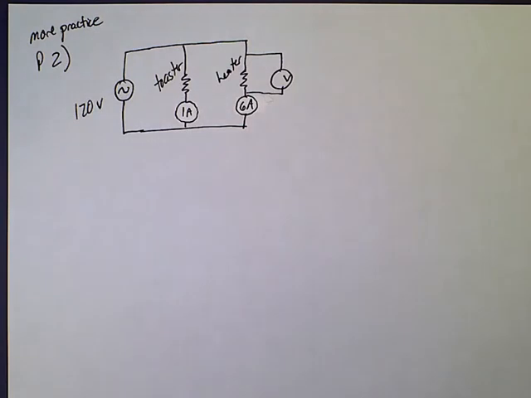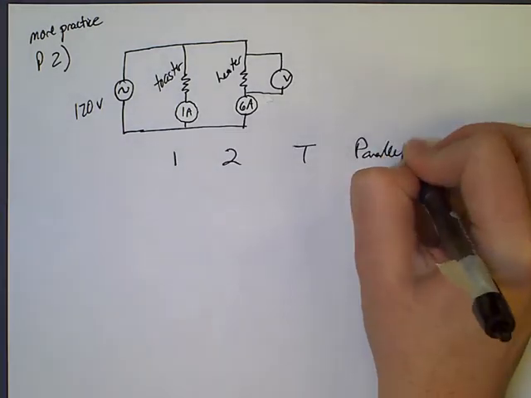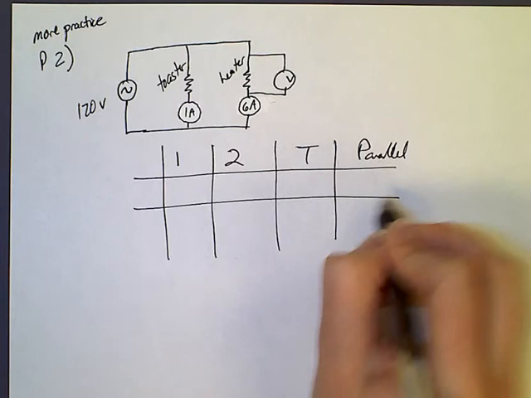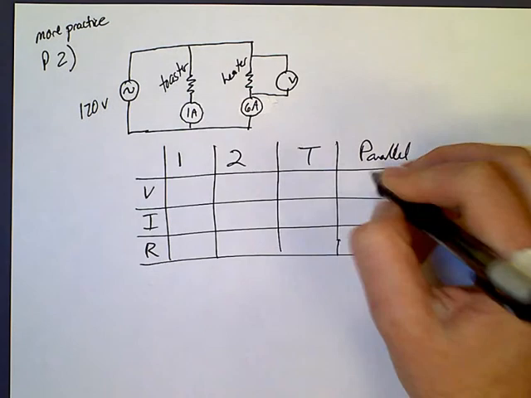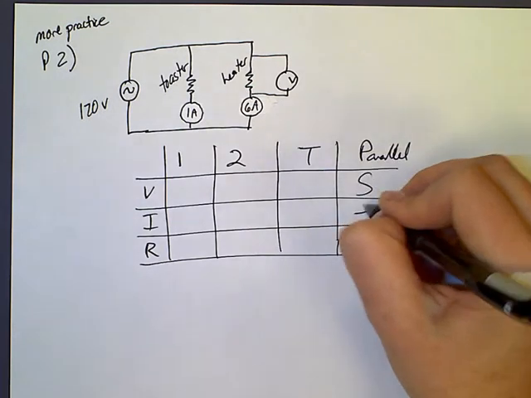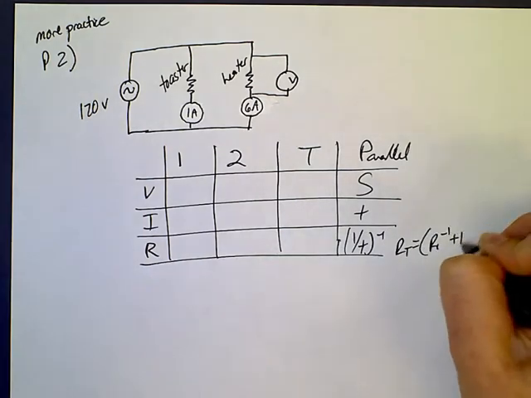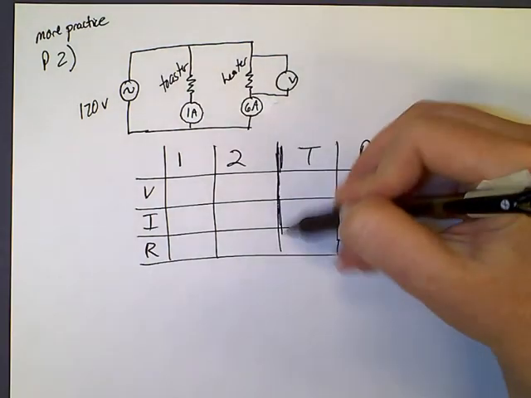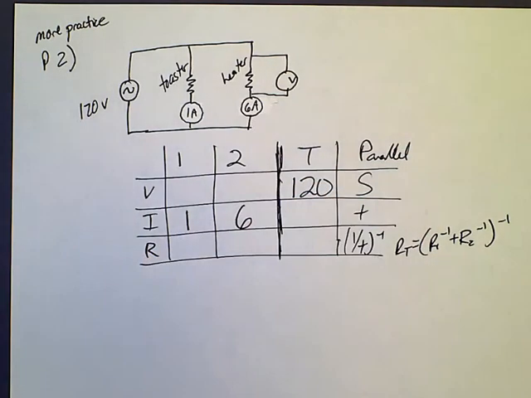Okay, I can go ahead and fill out my tile. I have 1, 2, total, and this is parallel. VIR, just like Ohm's law. Parallel starts me off with the reciprocal equation, and remember, use whatever symbol you want to remind you that the R's are not regular adding. Okay, I've got 120 volts. That is my total voltage. And I know the current is 1 and 6. And I'm good to go from there.